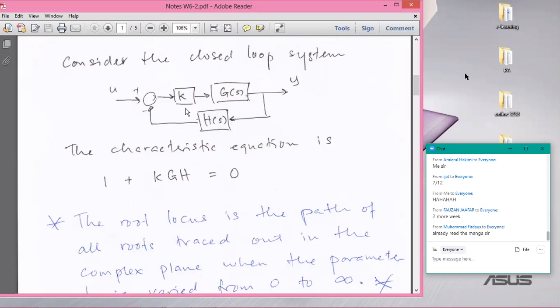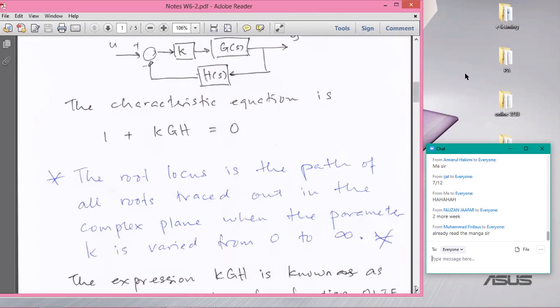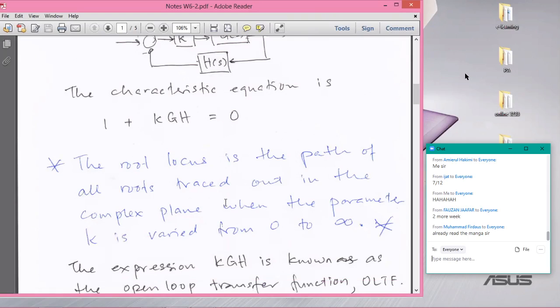For some systems, when K becomes very large, the system becomes more and more unstable. So root locus method will tell us the location of the roots when K varies from 0 to infinity. So it says here the root locus is the path of all roots traced out in the complex plane when the parameter K here, the proportional controller gain, is varied from 0 to infinity.